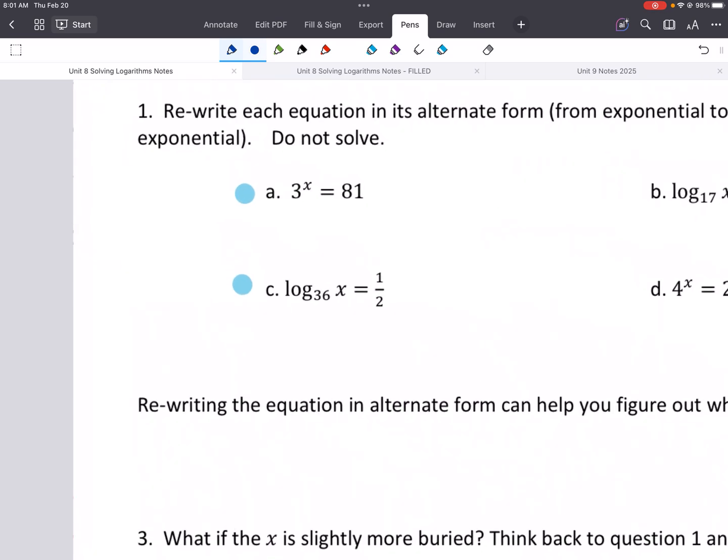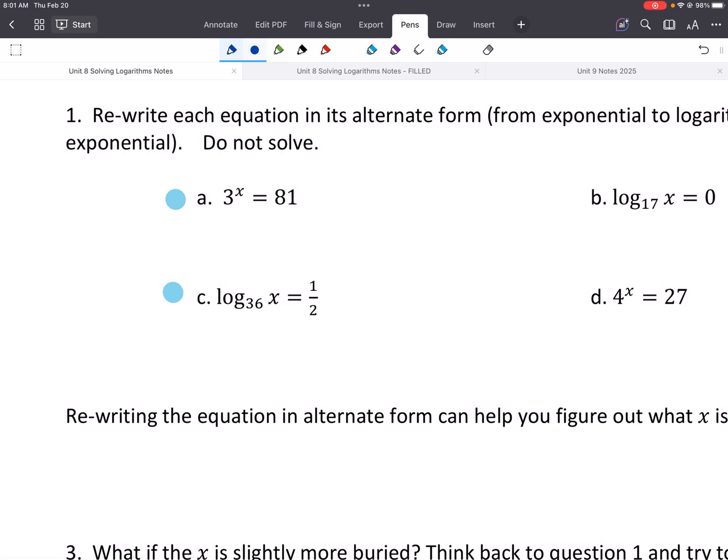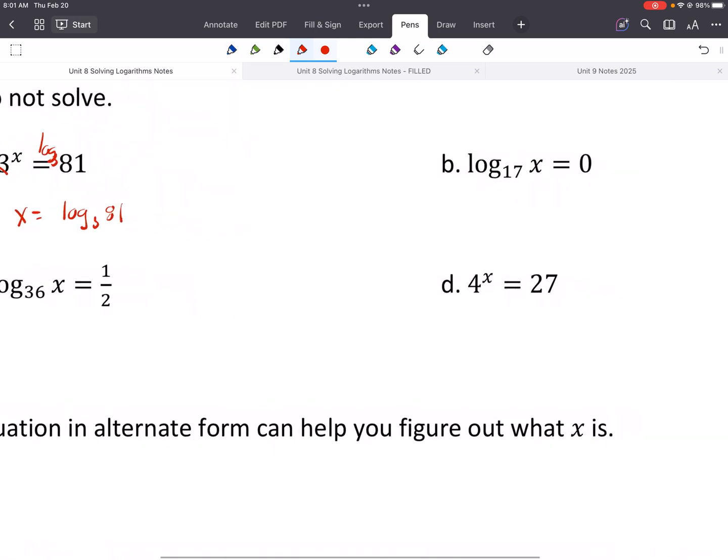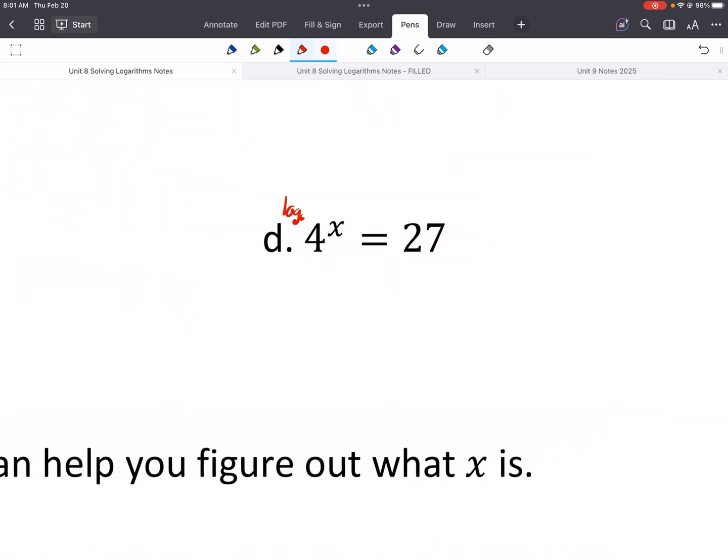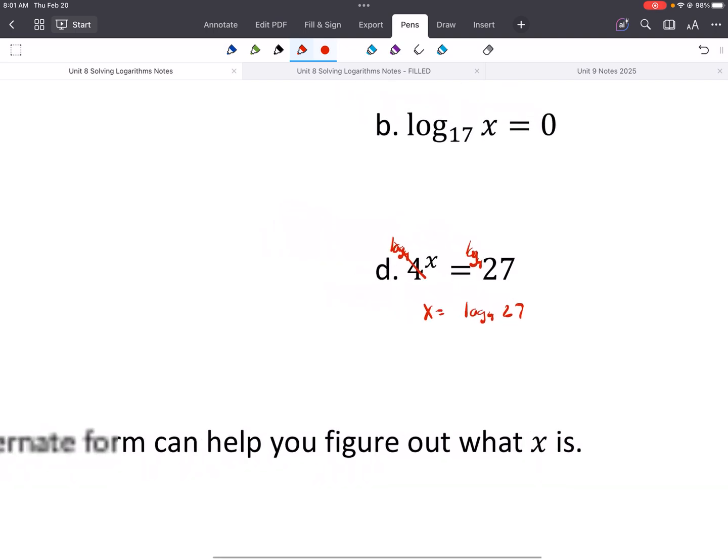Okay, so just a quick reminder of what we did last time is that, like I said, if we have a base and we want to get the x by itself, we could use its opposite. So log base 3 on both sides, and we would get x equals log base 3 of 81. For these, I'm just asking you to rearrange them, like we did in our last unit. So you don't need to actually evaluate these ones, okay? If we look at this one, we could use a log base 4 to get rid of that base. So x equals log base 4 of 27, okay?